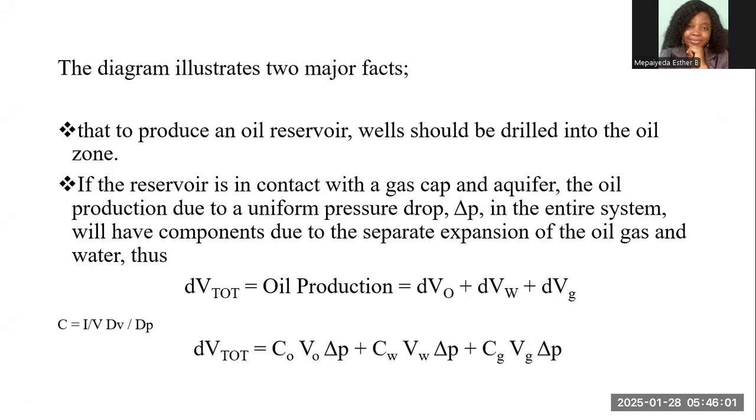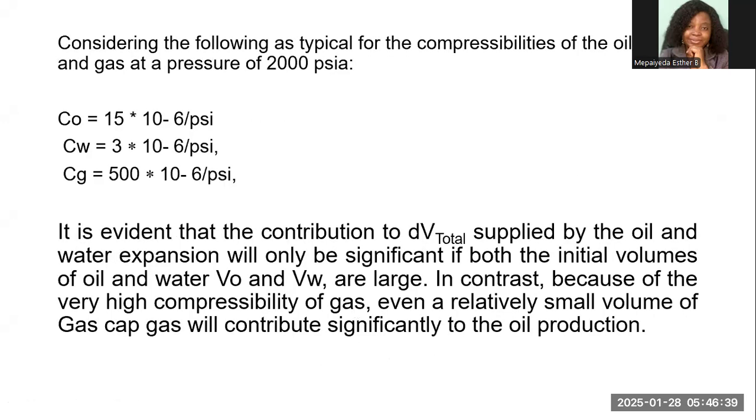So when you bring your compressibility in, your C is 1 over V times dV/dP. So when you bring your compressibility in, you have the compressibility included in the equation. You have C V dP, C V dP. So for that of oil, we have it here. For that of water and that of gas. Okay, all existing together, and contributing to the production of reservoir fluids.